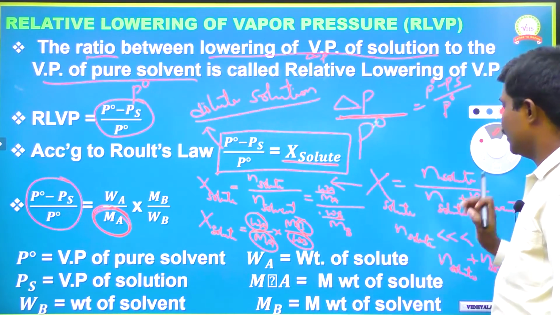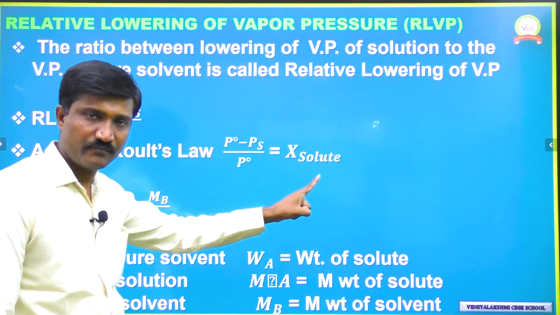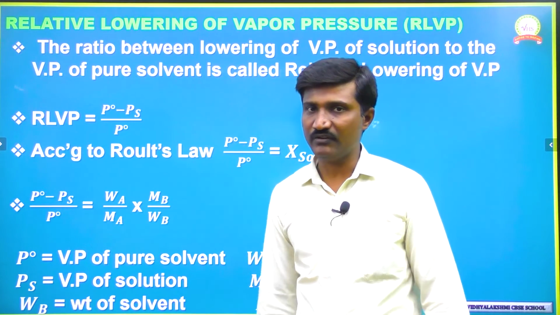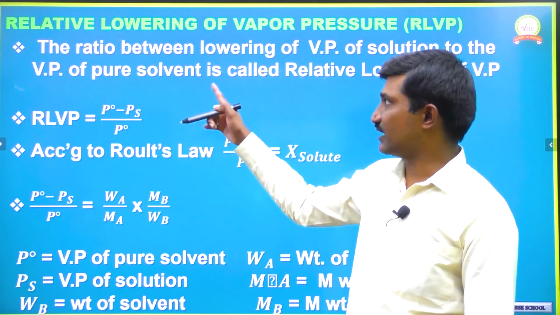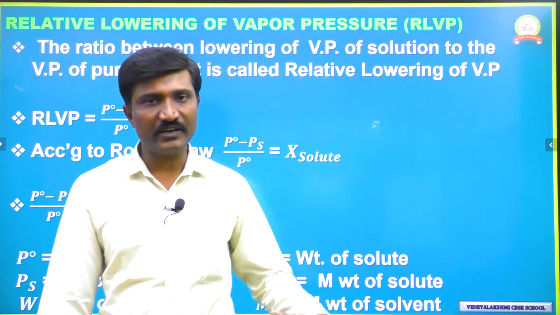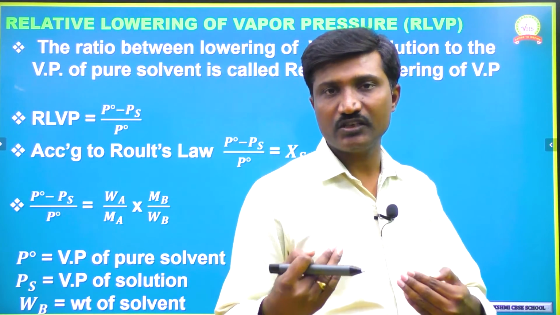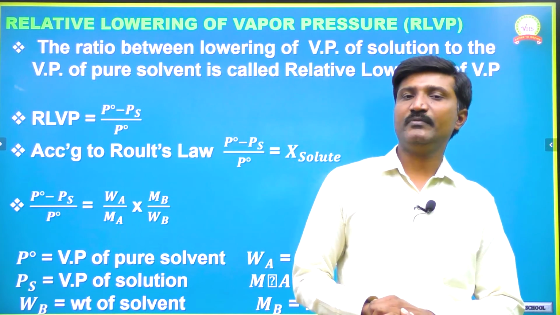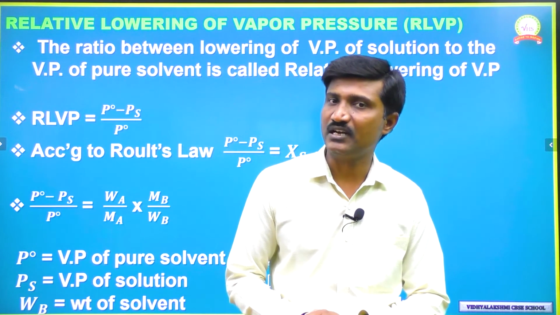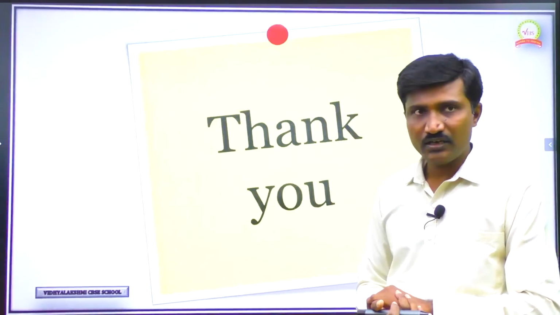So this is about relative lowering of vapor pressure, and what is Raoult's law? According to Raoult's law, which one is equal to which one? And what is the final equation we get in the relative lowering of vapor pressure to calculate the molar mass of solute? So what is this colligative property? It is the ratio between the lowering of vapor pressure of the solution to the vapor pressure of pure solvent. And what is lowering of vapor pressure? When a non-volatile solute is added to the volatile solvent, the vapor pressure of that pure solvent decreases in that solution. That decrease in the vapor pressure of a solution compared to the pure solvent is called lowering of vapor pressure.